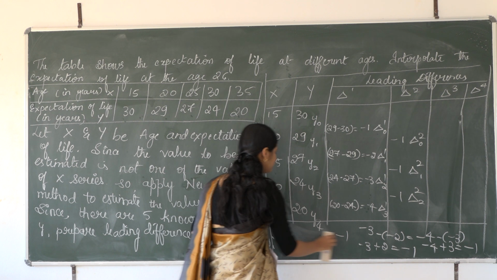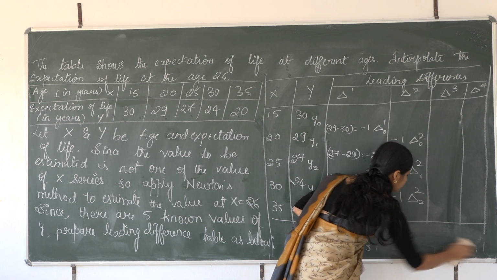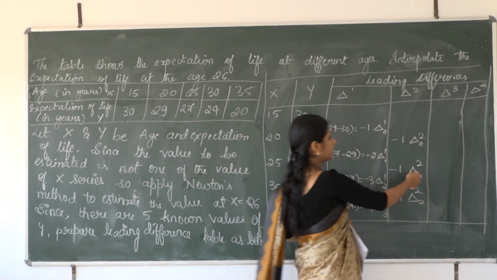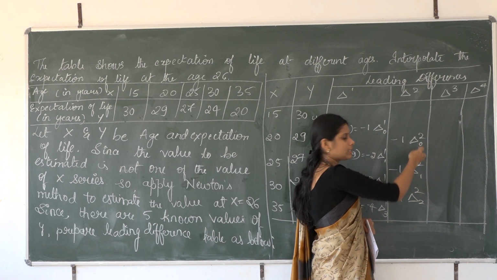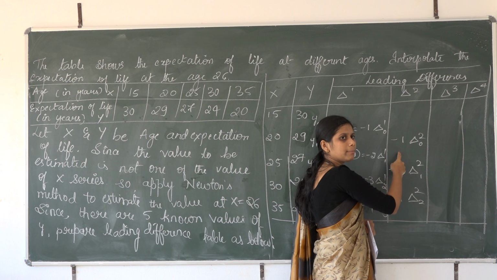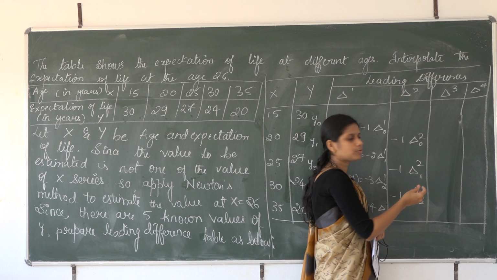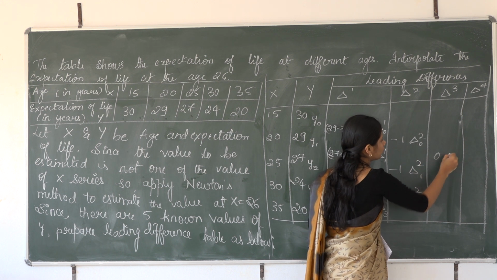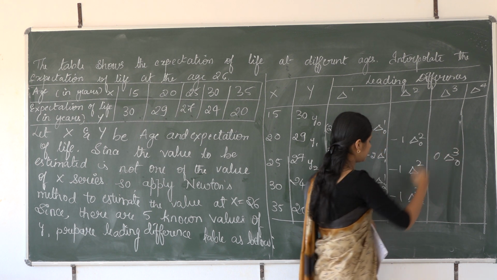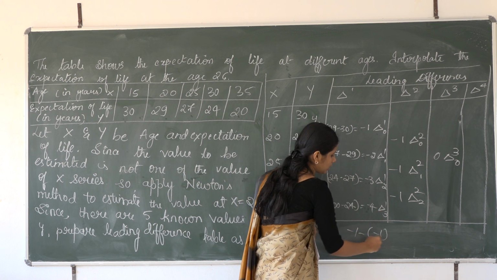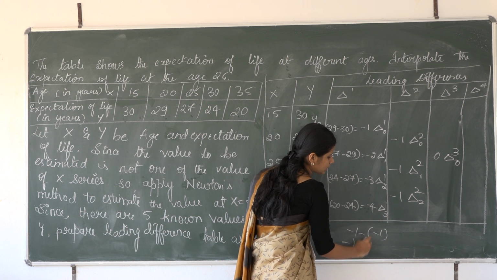Next, we are going to find out the third leading difference. Delta 1 raised to 2 minus delta 0 raised to 2. That is minus 1 minus minus 1. Minus into minus will be plus. So minus 1 plus 1 will be 0. Delta 0 raised to 3. Next, this is also the same: minus 1 minus minus 1, minus into minus plus 1.